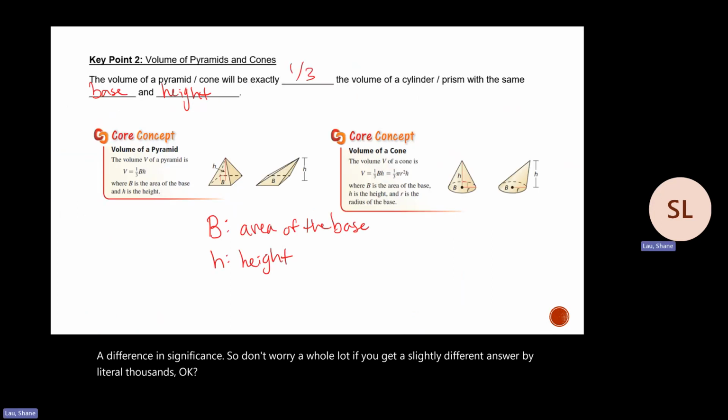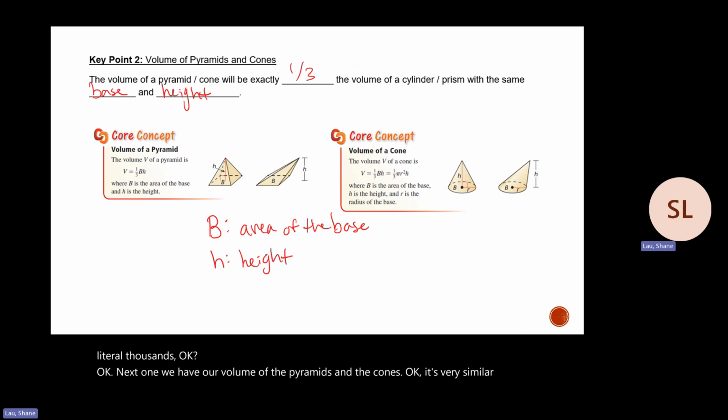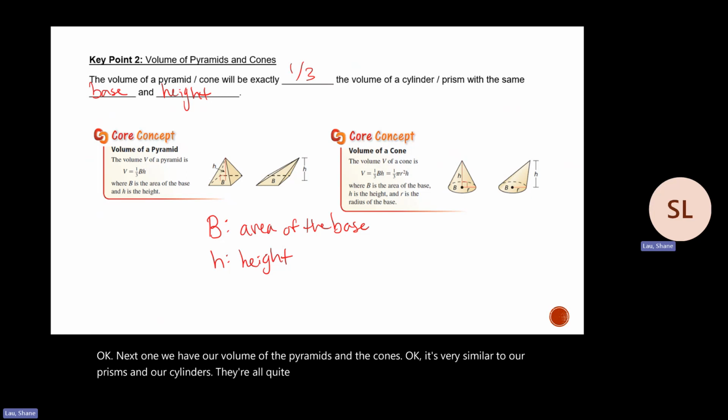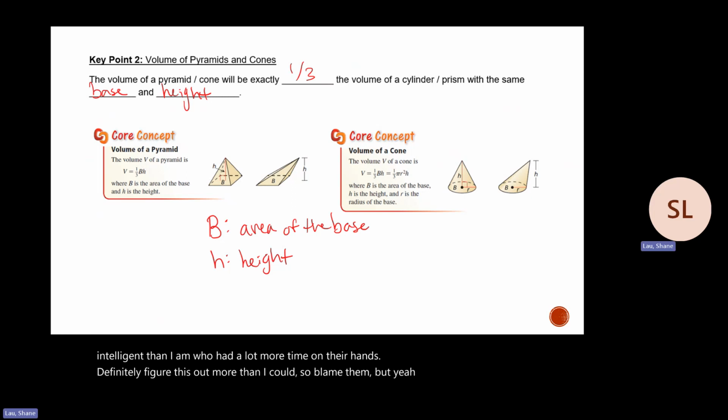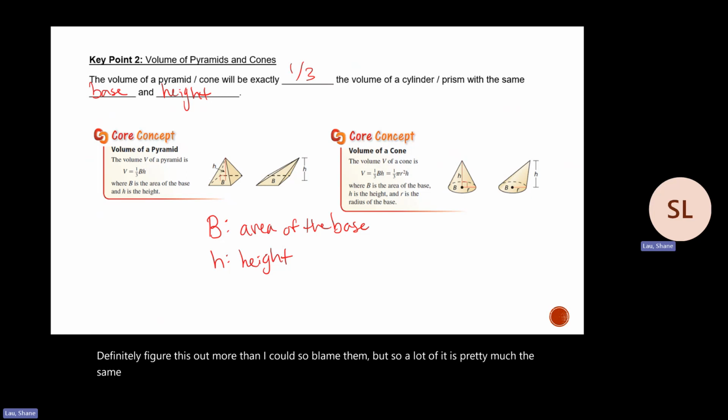Okay. Next one, we have our volume of the pyramids and the cones. It's very similar to our prisms and our cylinders. They're all quite similar, actually. The key difference with the volume of the pyramid and the cone is that it's going to be 1/3 of the prism or the cylinder. I'm not entirely sure where the 1/3 comes from. Someone way more intelligent than I am, who had a lot more time on their hands, definitely figured this out more than I could. So, blame them. But yeah, a lot of it is pretty much the same, just now we're multiplying by 1/3.